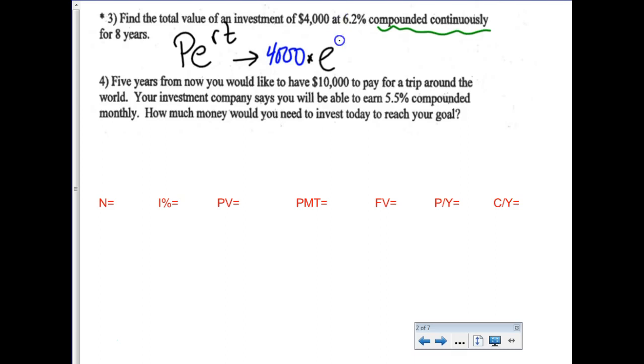e to the rt power, so 0.062 times 8 years. So again, make sure if you're on an older calculator that you're using parentheses around that exponent, because it is a multiplication question. The newer calculators will automatically group them up in the exponent. Now, it shouldn't be significantly more money, but it should be more money than the last question. I got 6,568.56. Confirm? Oh, good. All right, so we noticed compounding continuously, even more money than monthly, which was a lot more money than just simple interest.